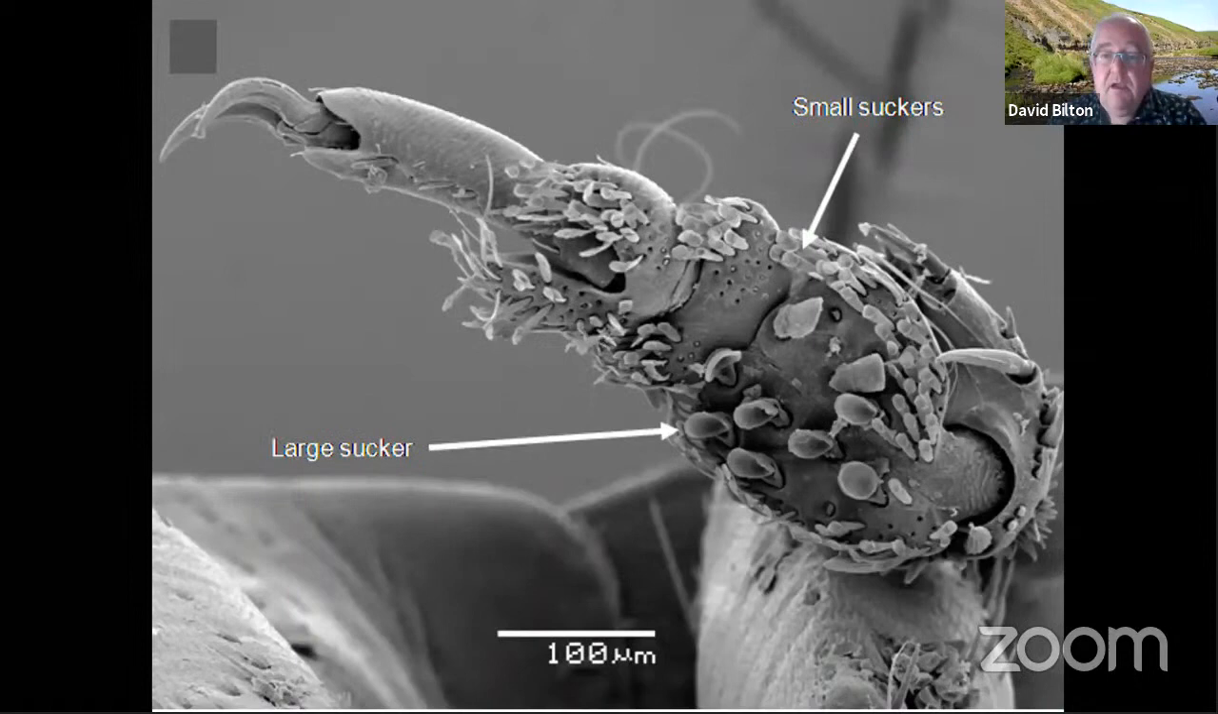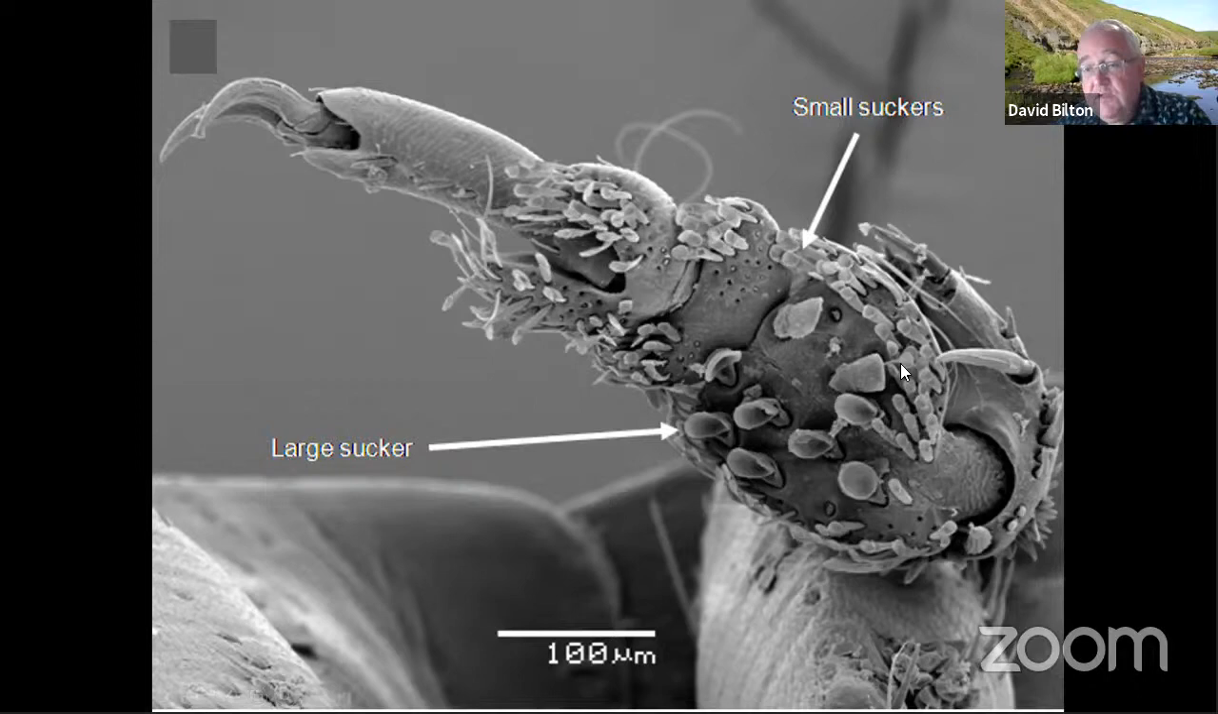If we look at the males, if we look at their foretarsi and their mid-tarsi, their front and middle feet, we find that the underside of their feet is furnished with a series of suckers. And in the case of these Hydroporus memnonius, there are two distinct classes of suckers.